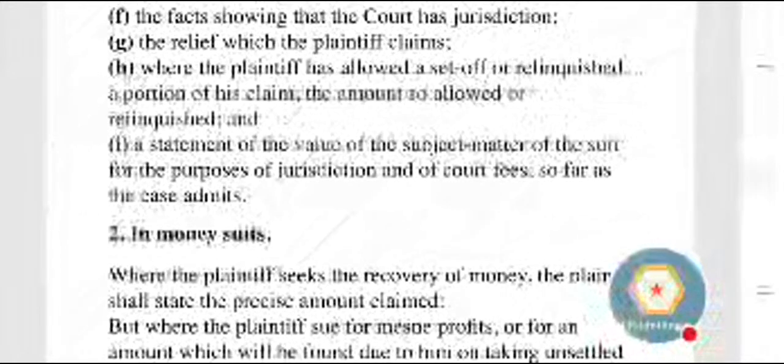So the facts on which the cause of action arises, and when it arose. Both the things must be mentioned. F, the facts showing that the court has jurisdiction. G, the relief which the plaintiff claims. And H, where the plaintiff has allowed a set off or relinquished a portion of his claim, the amounts so allowed or relinquished. And I, a statement of the value of the subject matter of the suit for the purpose of jurisdiction and of court fees so far as the case admits. So these are the essential requirements of a plaint.